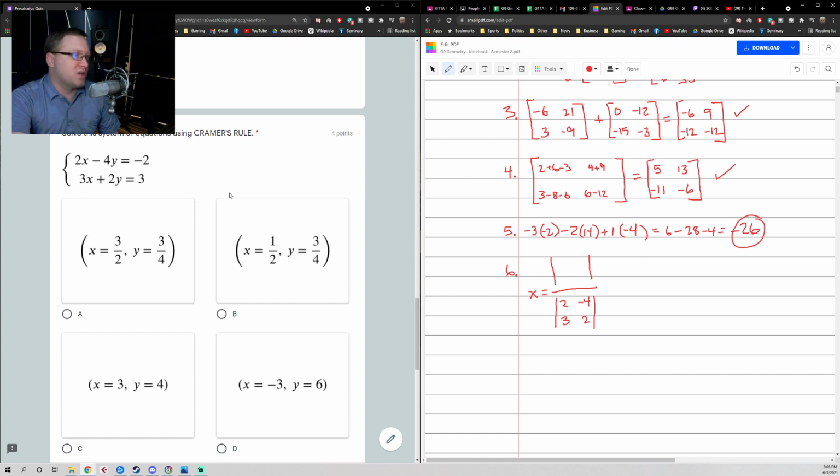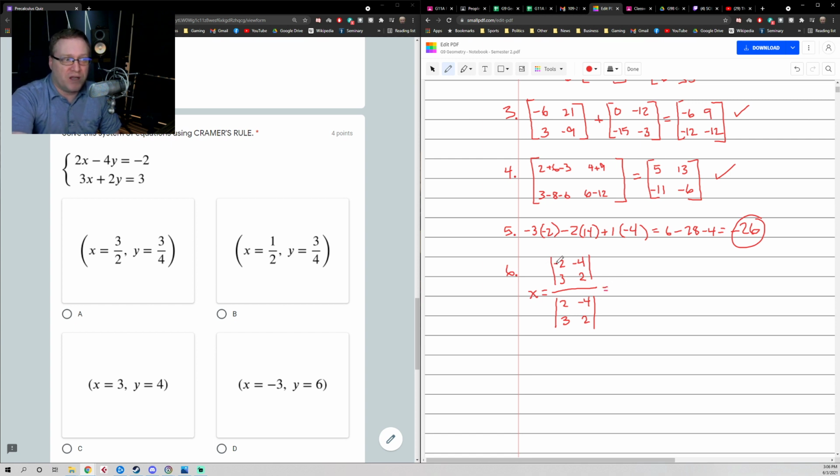All right, and then what's on the top? Well, it's the same thing as this, except we take the x's out because we're doing x right now. So we take the x's out and we put the constants here, -2 and 3. All right, so it's going to be -2 and 3 right here. And then this column stays the same. So it's just -4, 2. All right, and that's it.